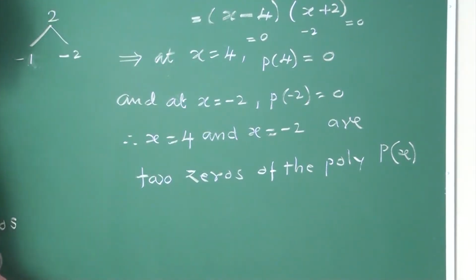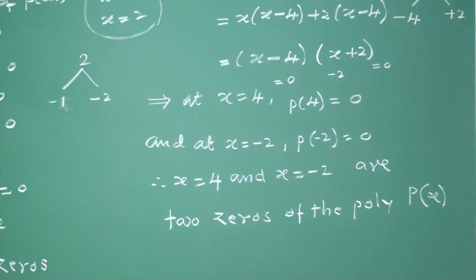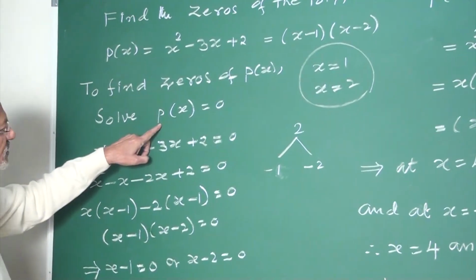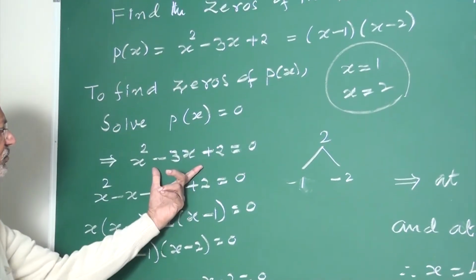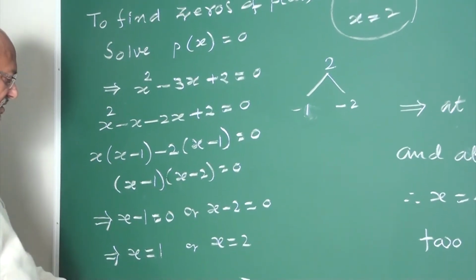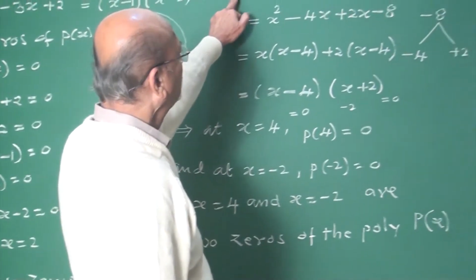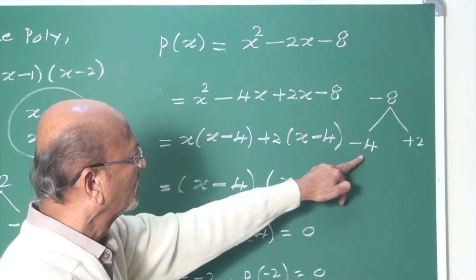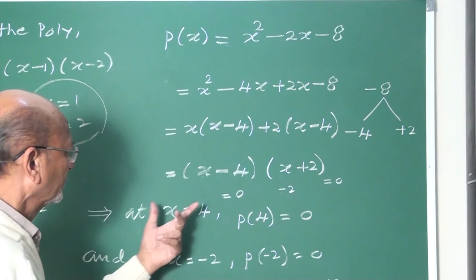Yes, my friends, I have done both. What is the difference? I have taken here the basic definition to find the zeros of p(x): solve this equation p(x) equal to 0. It is a quadratic equation, and you know the method how to find the values of x, the zeros. It is the same thing. Here I have not equated p(x) equal to 0 as it is in the RHS. I have done the method of finding their factors.